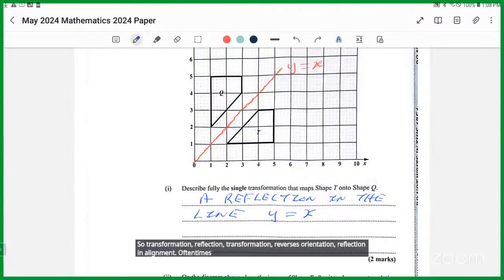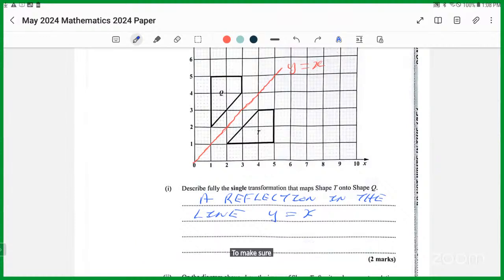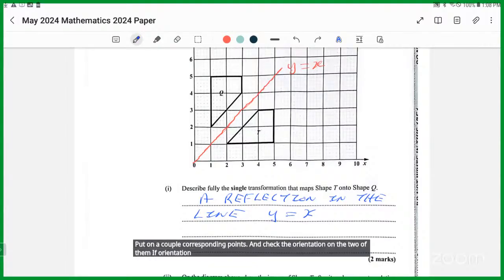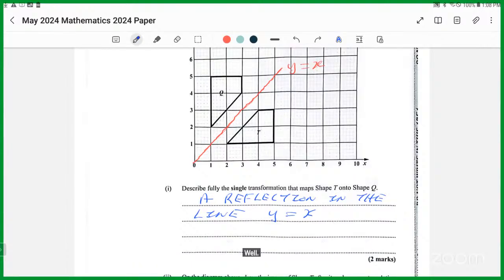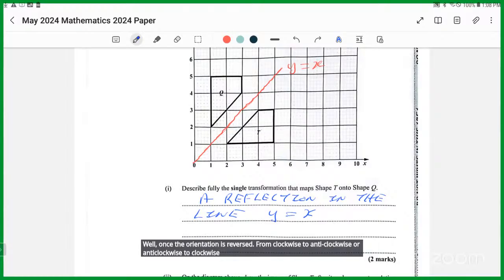Oftentimes, a reflection and a rotation can look alike. You can see a reflection and believe it's a rotation. To make sure, just double check and test the orientation as I just did. Put on a couple of corresponding points and check the orientation on the two of them. If the orientation was the same, then yes, it's a rotation, and you could go figure out the rotation. But once the orientation is reversed, from clockwise to anti-clockwise or anti-clockwise to clockwise, you know you have a reflection in a line. Reflection in a line is the only transformation that reverses orientation. All right? Good.